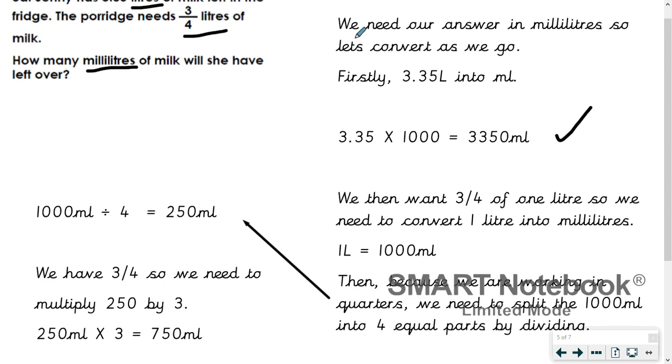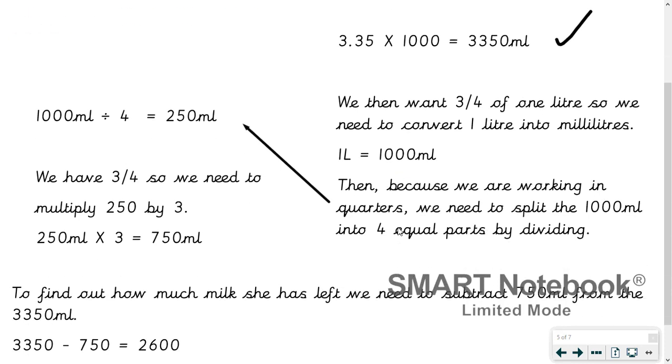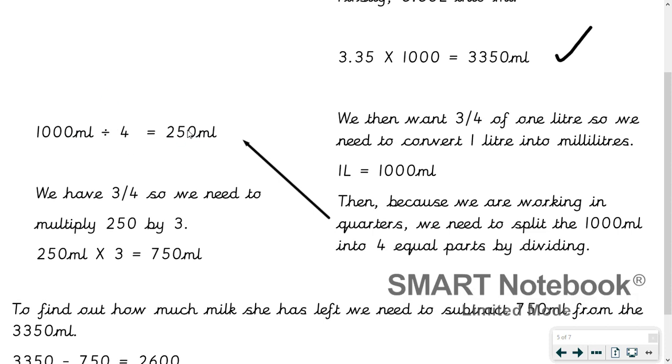Now the porridge, they need 3/4 of a litre. So we need to convert 1 litre into millilitres, so it's 1,000. And then we need to find 3/4 of that. Now the way we find 3/4 of that, remember back to our fractions learning, fractions of an amount: you look at the denominator, which is 4, and we divide what we've got by that 4 to split it into equal parts. So we've got a litre, which we turn into millilitres, 1,000, divided by 4 is 250. So we've got 250 millilitres.